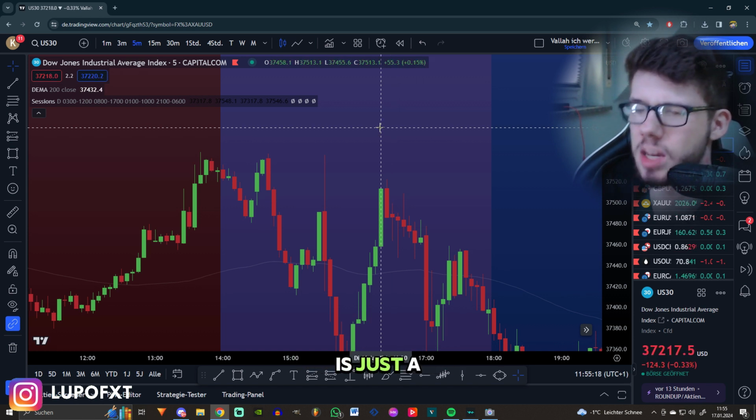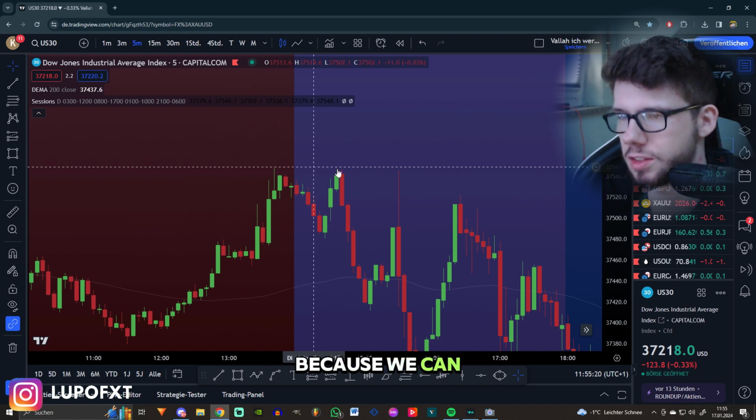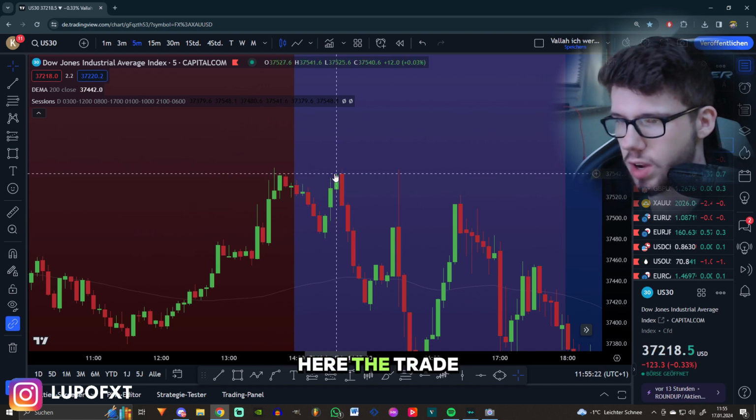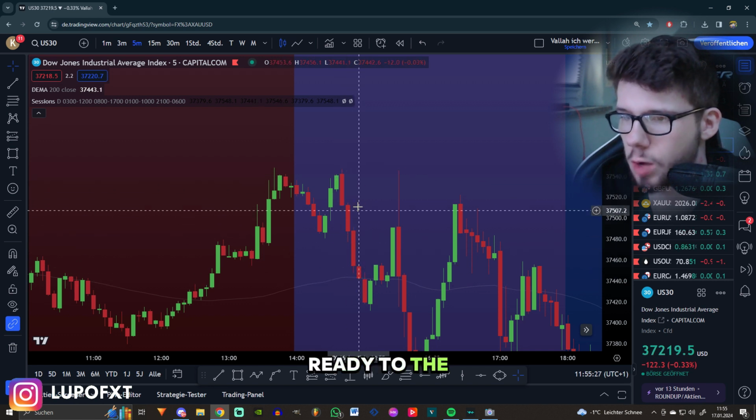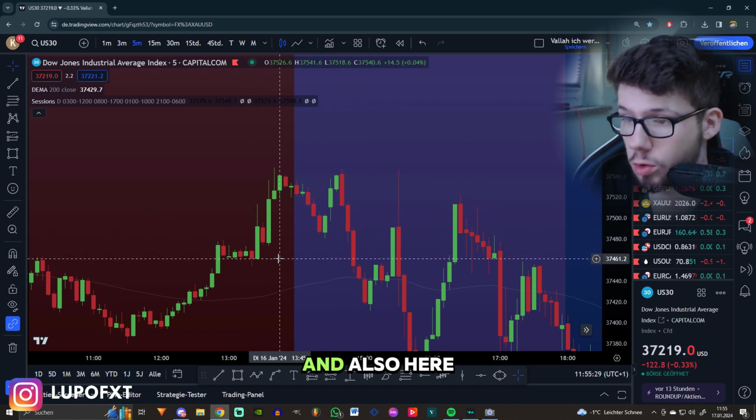But here is just a beautiful trade, because we can see beforehand here the market just went down like crazy, right? We have this rally to the downside. We even broke structure here and also here.